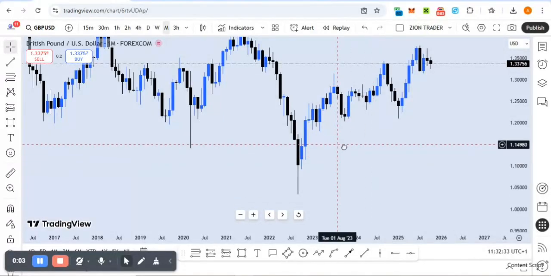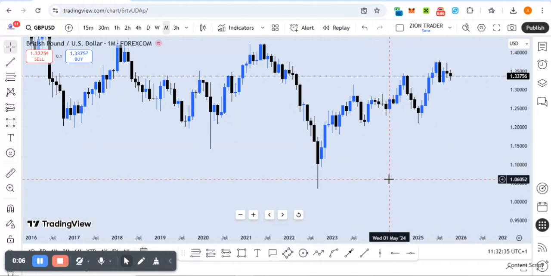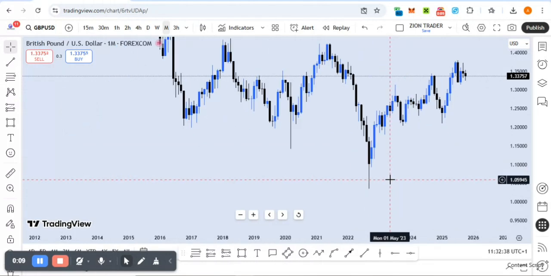So today we'll be analyzing GBPUSD, right? Starting from the monthly time frame, we want to see the overall market view. Where is the market going? What is the current trend of the market, right?